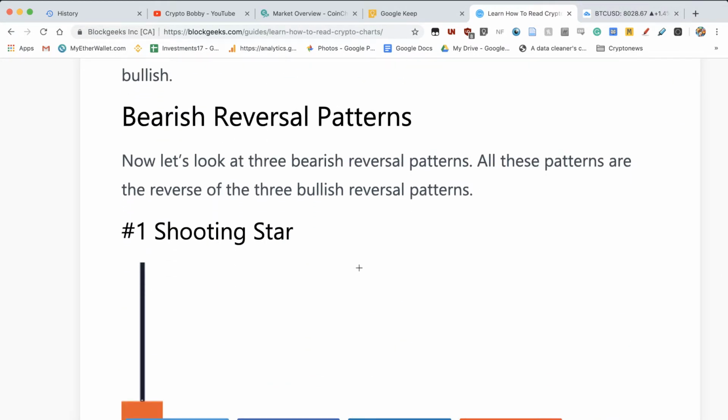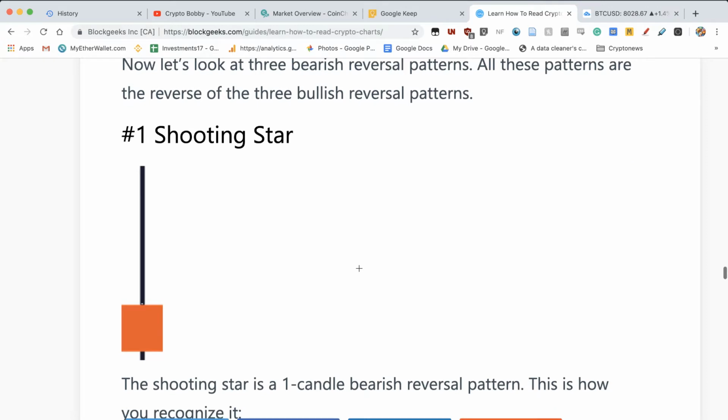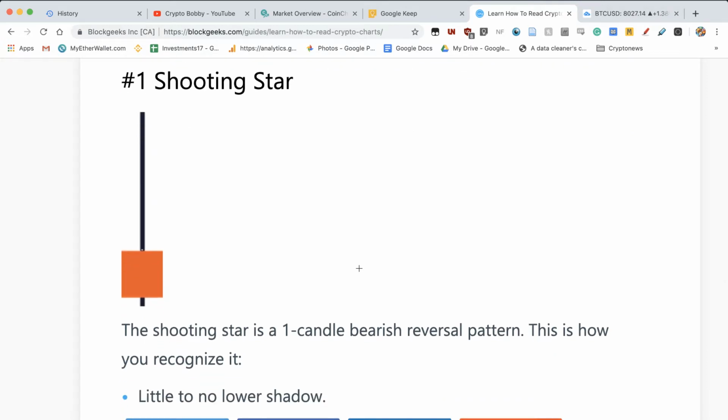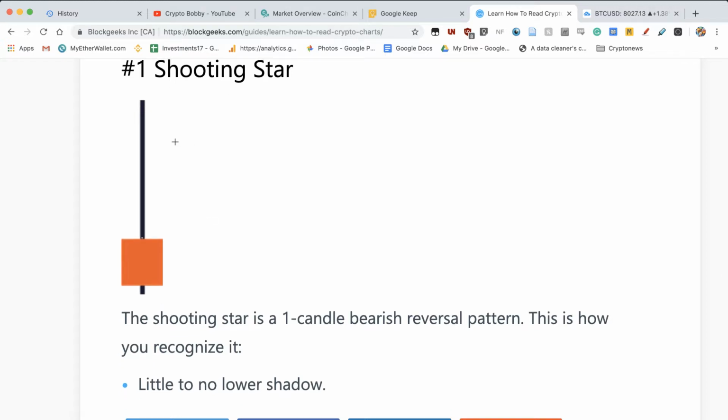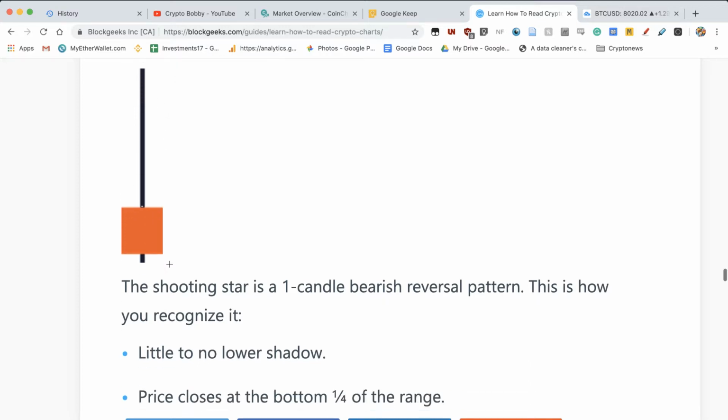Bearish reversal patterns are very important. So the most common one is the shooting star. The shooting star is a one candle bearish pattern, and it's a reversal pattern. And how to recognize it: you've got a very small body, and a much longer wick, a shadow at the top, 2 to 3 times the shadow in comparison to the body.